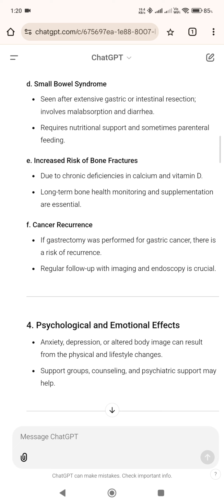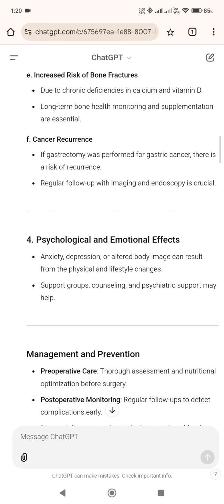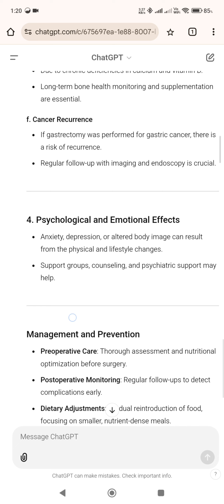E. Increased risk of bone fractures due to chronic deficiencies in calcium and vitamin D. Long-term bone health monitoring and supplementation are essential. F. Cancer recurrence. If gastrectomy was performed for gastric cancer, there is a risk of recurrence. Regular follow-up with imaging and endoscopy is crucial.